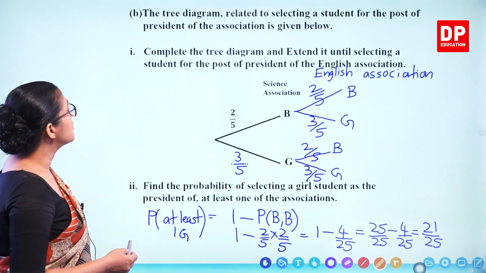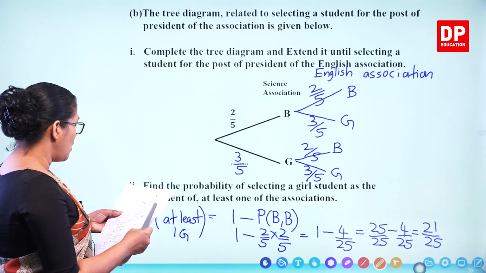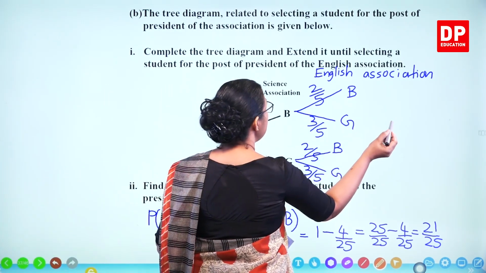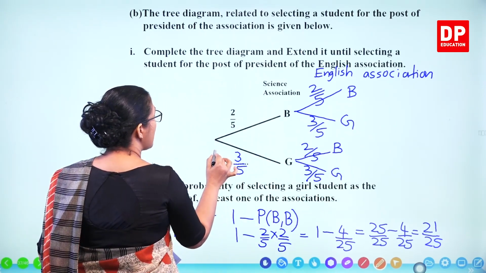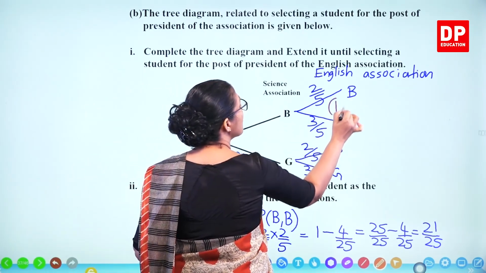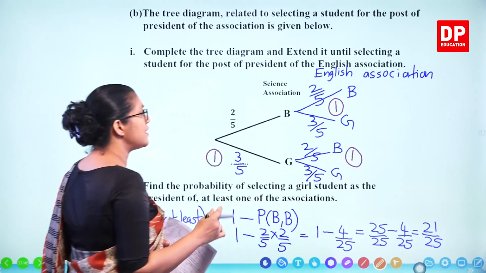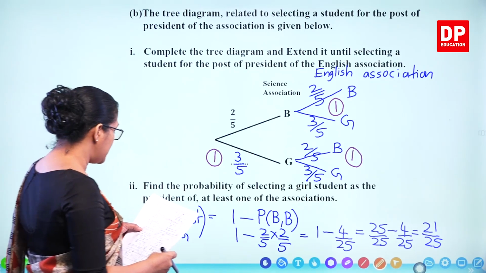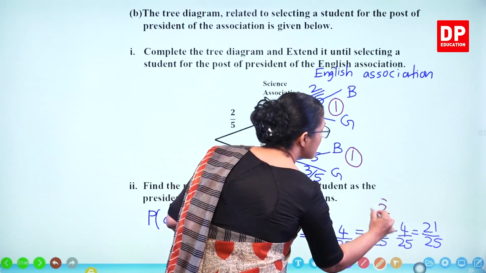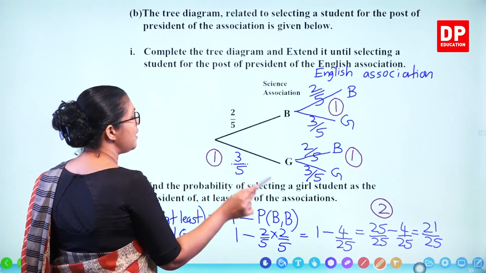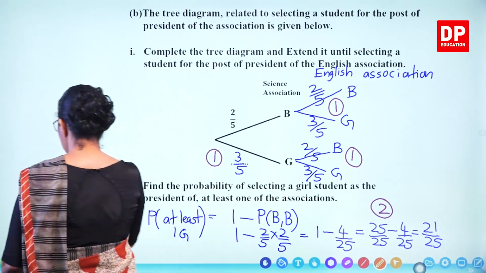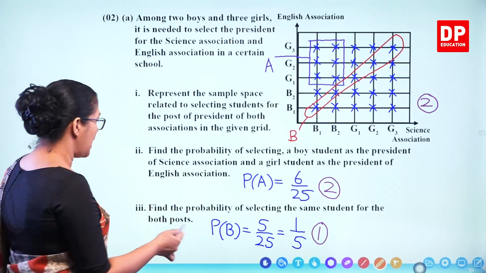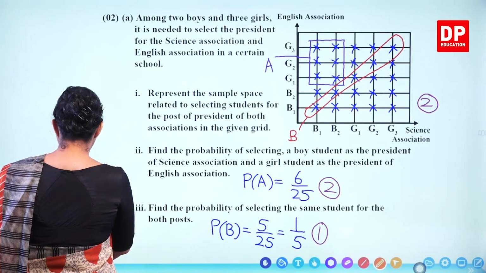So how many marks are you getting for this step? 3 marks for completing this tree diagram. 1 mark here, 1 mark for this branch and 1 mark for this one. And finally, finding the probability, you get 2 marks. 21 over 25. So 3 plus 2, 5 marks altogether. 10 marks for the 2 parts of the question.